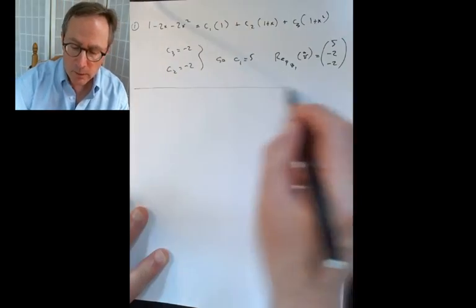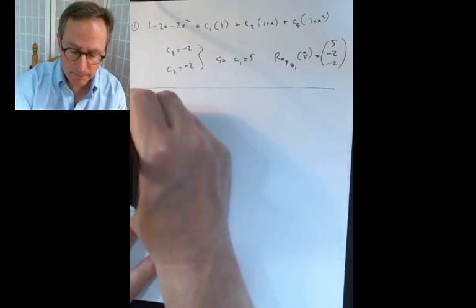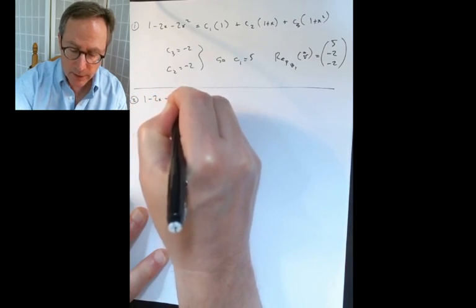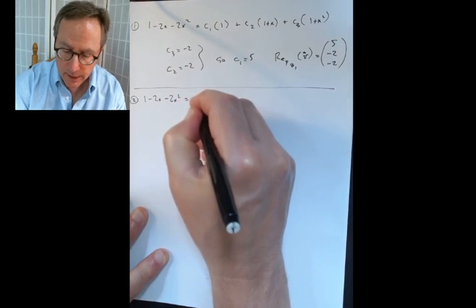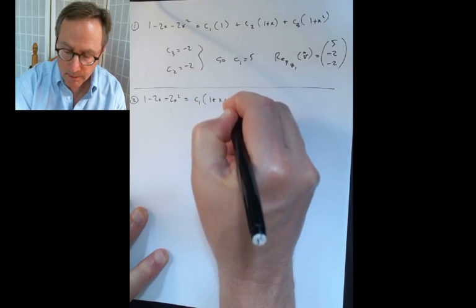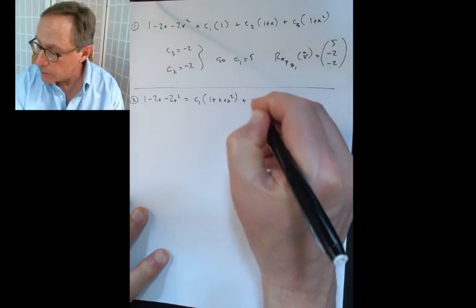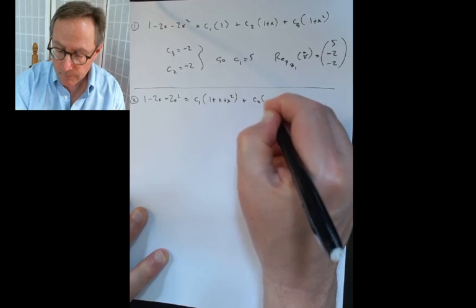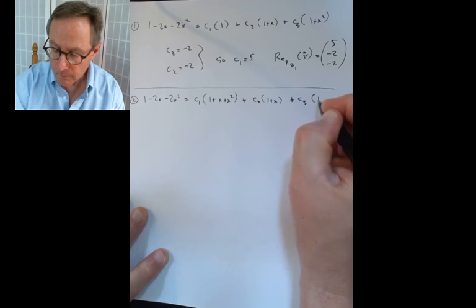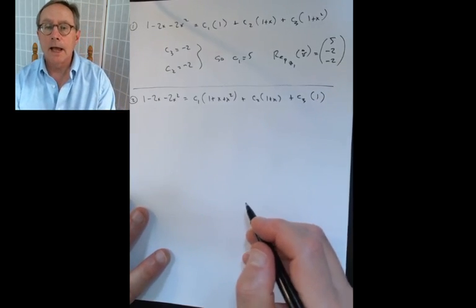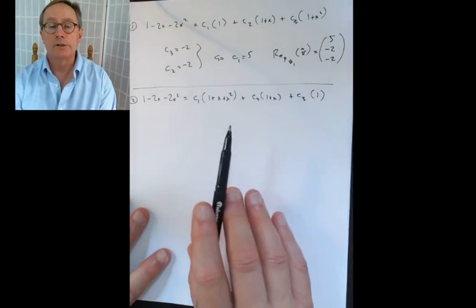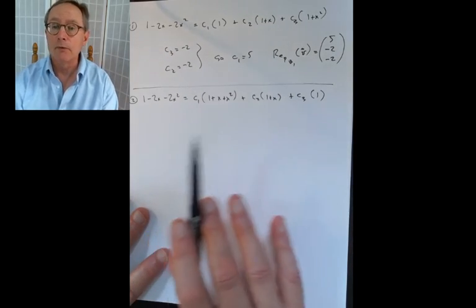Okay. Second question asks me much the same thing. 1 minus 2x minus 2x squared. And I'm supposed to write that as somehow a combination of c1 times 1 plus x squared, c2 times 1 plus x, and c3 times 1. And again, I could set it up and get a linear system, and off I go with Gauss's method and get an answer. That's a fallback. Works perfectly fine.